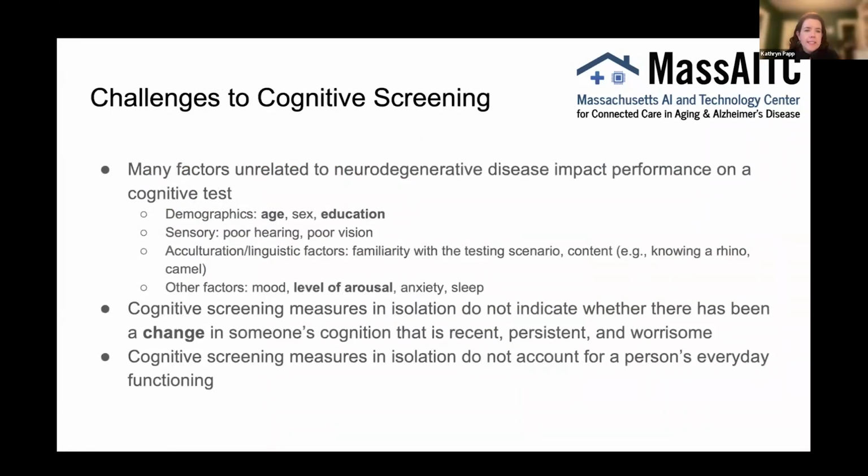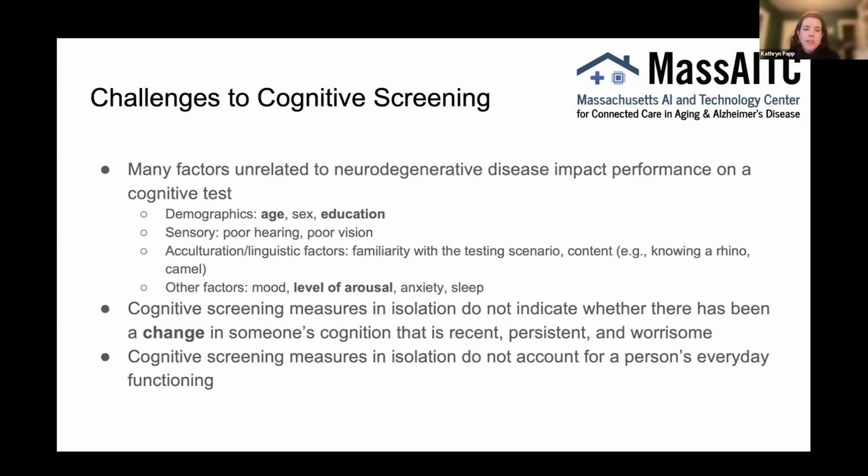So, needless to say, there's a lot of context that's important in interpreting somebody's performance on a cognitive screening measure. And furthermore, if we look at cognitive screening measures just in isolation, we can't know whether there's been a change in someone's cognition that is recent, persistent, and worrisome that's consistent with an MCI diagnosis or a dementia diagnosis. So we can use demographic corrections to get at some degree of understanding of, is this a normal score for a person's hypothesized baseline, like their age and their education level, that can give us a bit of a proxy to say, okay, they should be doing in this range, but it's not a perfect solution.